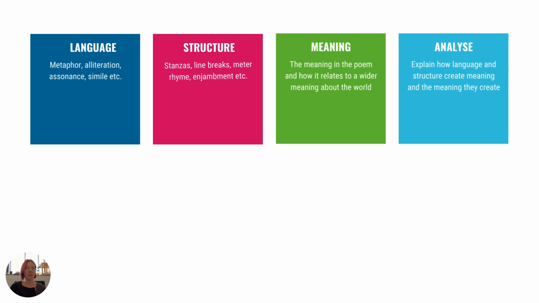Picking that question apart, we have the word language, which in this case might mean metaphors, alliteration, assonance, similes. Structure, which might mean things like stanzas, line breaks, meter, rhyme, enjambment, etc. And then meaning, the meaning in the poem and how it relates to a wider meaning about the world. And when we analyse, we're going to explain how language and structure create meaning and the meaning that they create. Often it's one of those things that people leave out.